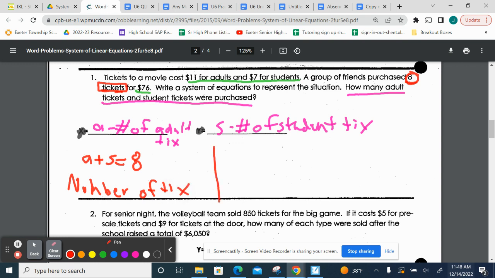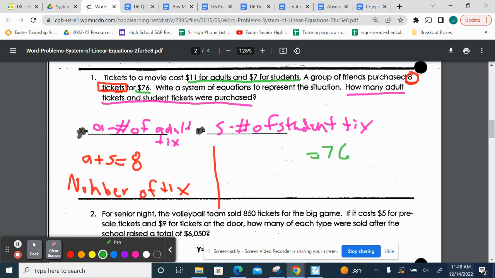And then we create another equation, and that's going to be all of your money info. Now, this isn't going to always happen, but it happens a lot with systems. You can almost organize your info into two equations. Everything else is money, and our total is $76.